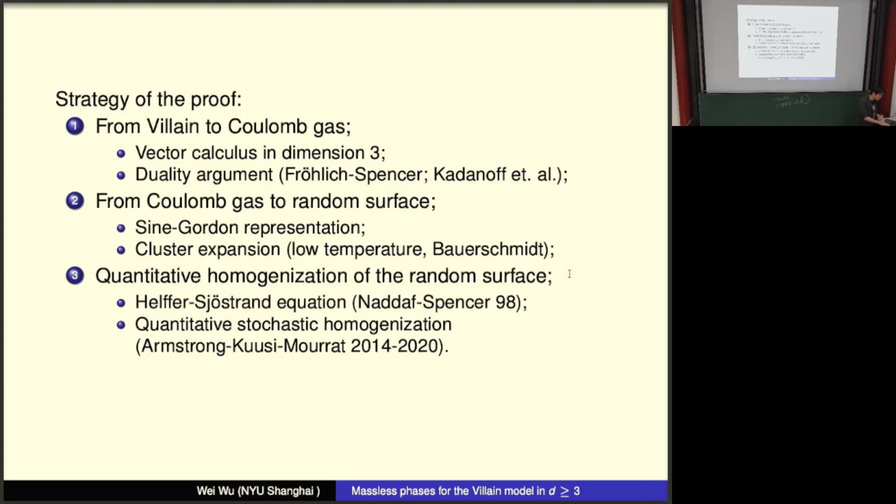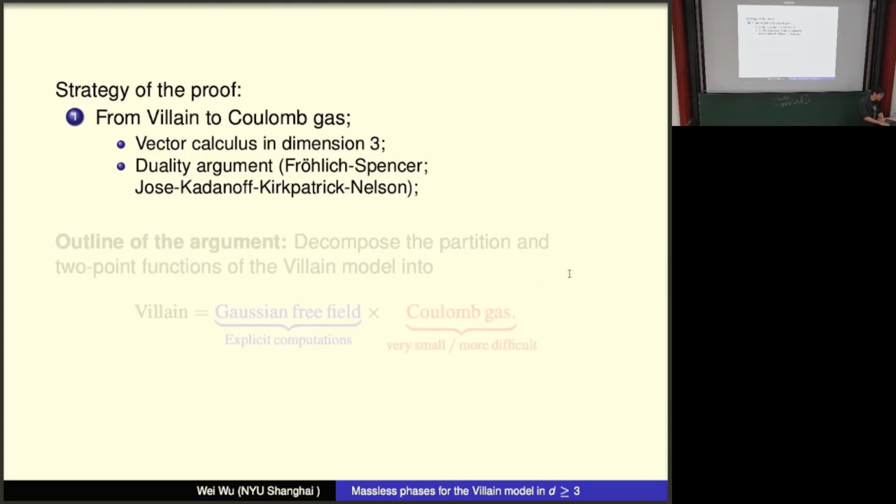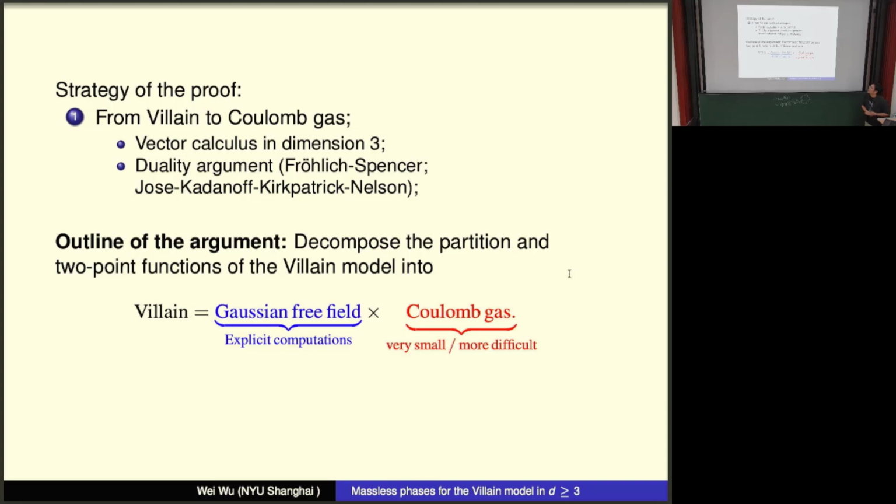So the first part is actually quite classical. The short description is that you can write the Villain model in terms of a Gaussian free field times the Coulomb gas. And then you just need to analyze the Coulomb gas part. So how does that work?